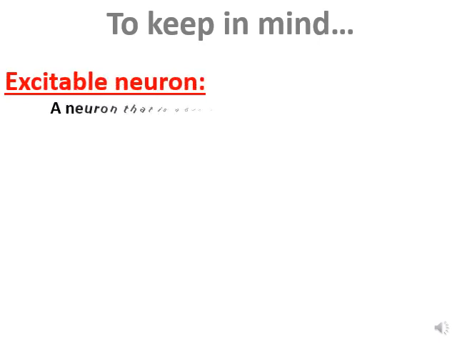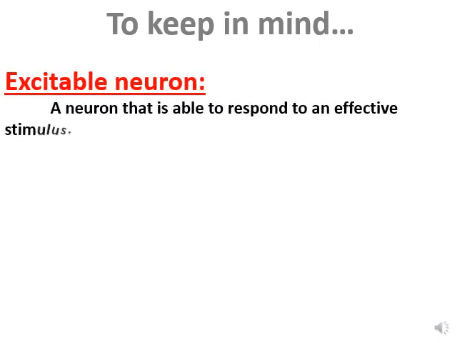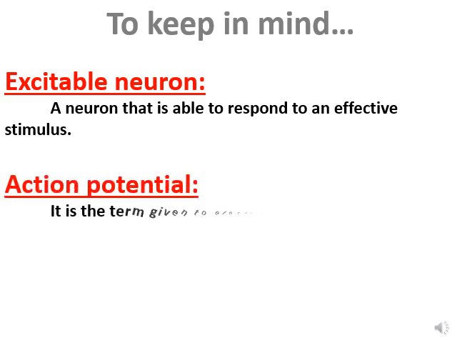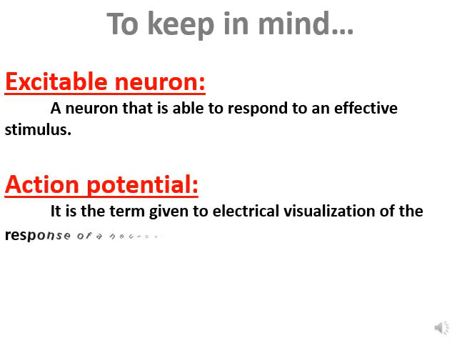So to keep in mind, we have some notes, you have to know them. First of all, what is the meaning of an excitable neuron? From its name, excitable, a neuron that is able to respond to an effective stimulus. So a neuron that's able to respond to stimulation. This stimulation should be an effective one. So whenever it's excited, it can produce a reaction. So it's called an excitable neuron.